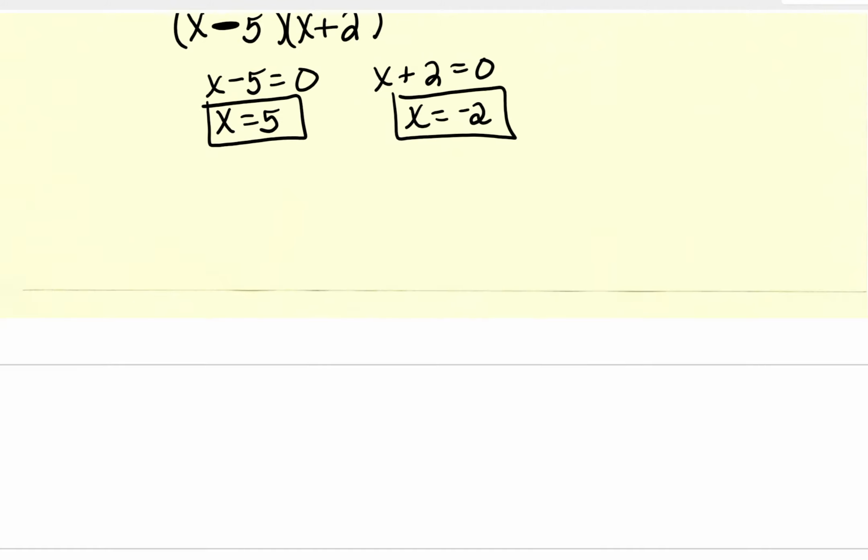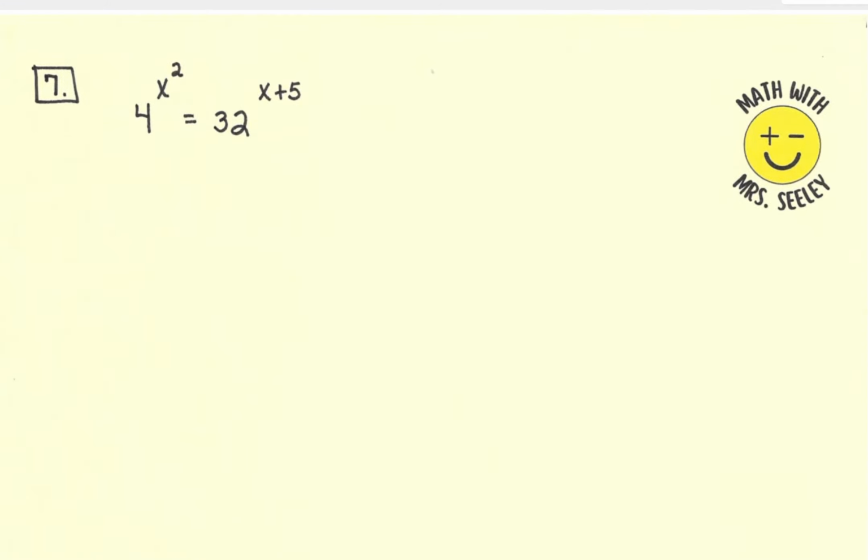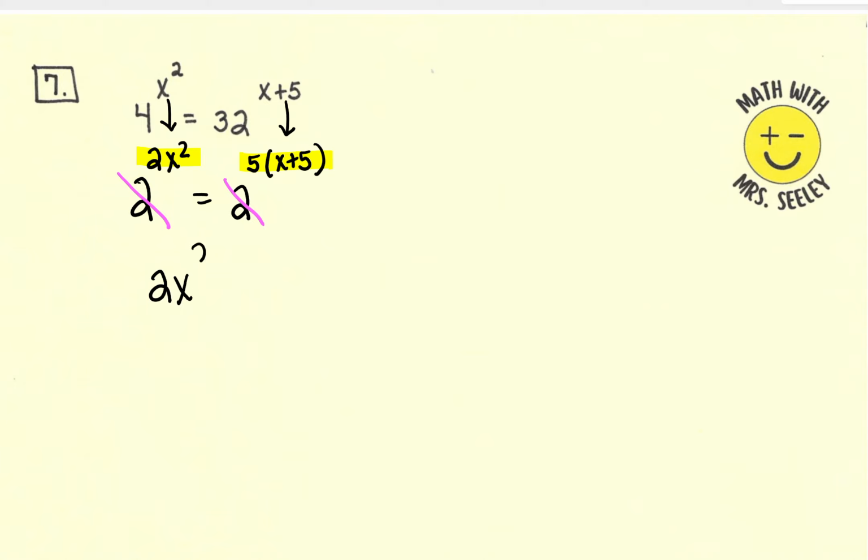Okay, you're doing great. Let's look at number 7. All right, on number 7, we've got to get the same base. So 2 is my base. So 4 is 2 squared. Now bring down your x squared. 32 is 2 to the 5th power. Bring down your x plus 5. We have the same base, so let's drop those and set our exponents equal. And when I do, I will have 2x squared equals 5x plus 25.